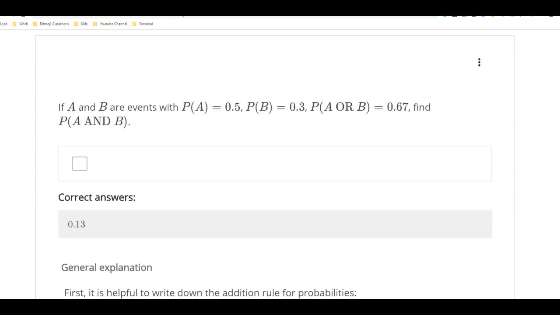Let's go ahead and take a look at the next problem here. If A and B are events with probability of A is 0.5, probability of B is 0.3, probability of A or B is 0.67, find the probability of A and B. In order to do that, let's go ahead and write down the formula first. Which color? Let me pick blue.